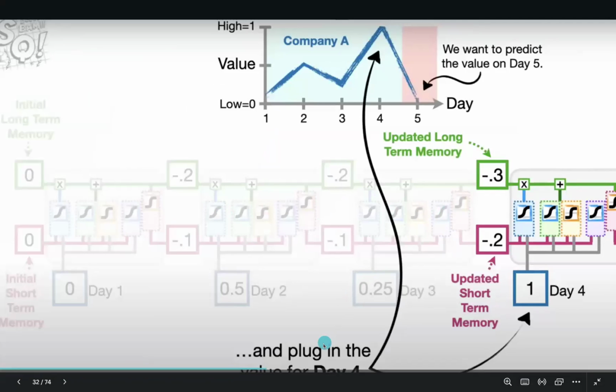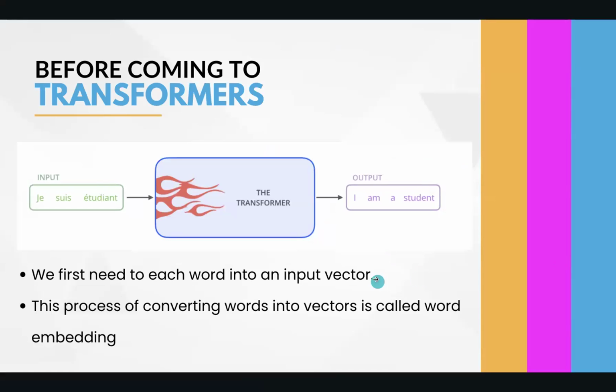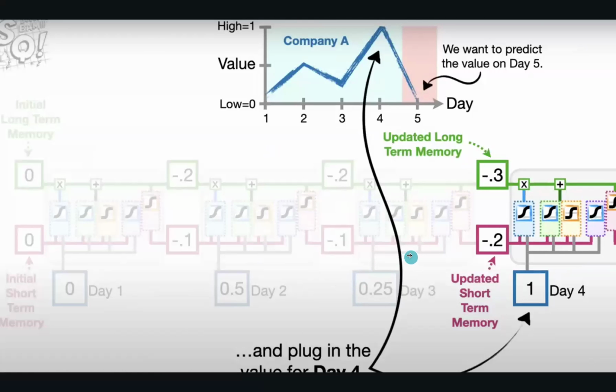I know I'm going a bit fast here, but I just want to give you an intuition of the fact that LSTMs have a long-term memory and a short-term memory, and they use both these to make the next prediction. And they were a significant improvement after recurrent neural networks. But that was not enough.